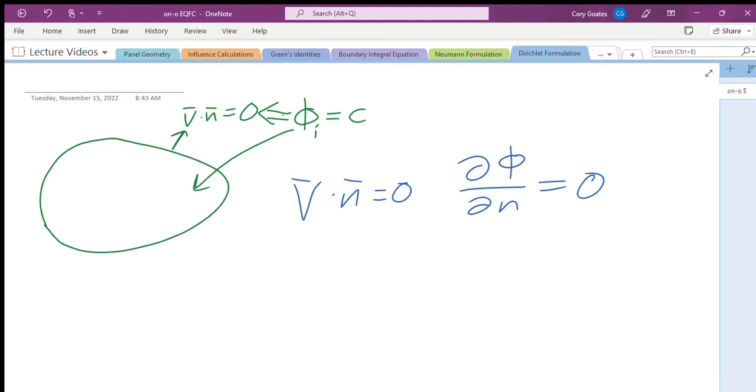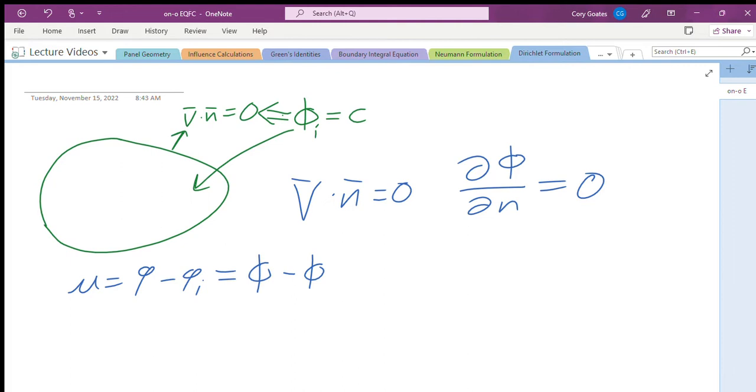Now, if you remember, we talked about in one of the previous videos that mu is equal to the difference in perturbation potential between the inside and the outside. So little phi minus little phi, or it's also equal to big phi minus big phi. So it's the difference in total potential and the difference in perturbation potential, because our free stream potential is the same on both. It's the exact same thing with source strengths.